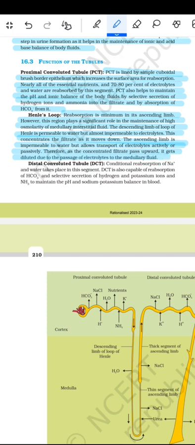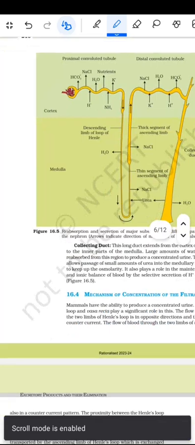Then the distal convoluted tubule. Conditional reabsorption of Na+ and water takes place in this segment. DCT is also capable of reabsorption of bicarbonate and the selective secretion of hydrogen and potassium ions and NH3 to maintain the pH and the sodium-potassium balance in the blood.